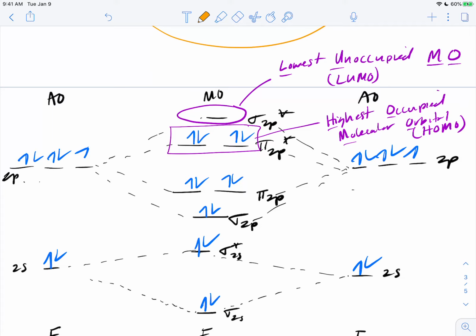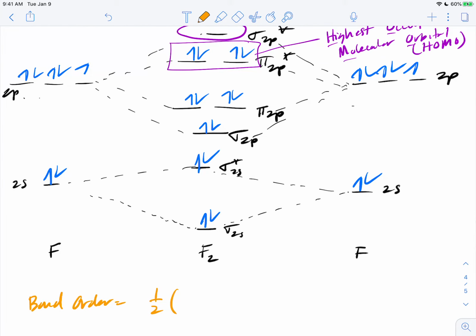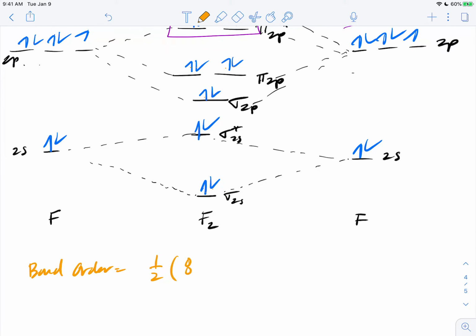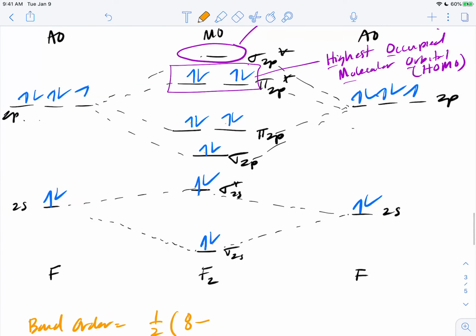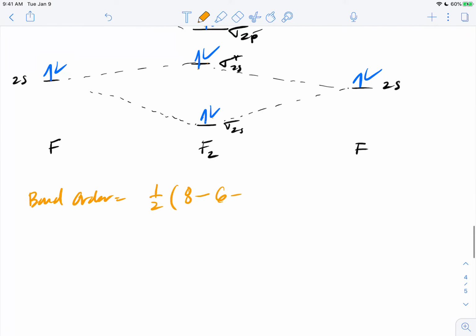Now, we have the HOMO and the LUMO. We also can calculate the bond order. So let's do that. So the bond order is one half, and then number of electrons in bonding, that's going to be 1, 2, 3, 4, 5, 6, 7, 8. 8 minus, and then anti-bonding is 1, 2, 3, 4, 5, 6. So 8 minus 6 is equal to 2. 1 half of 2 is equal to 1. And that's what we expect.